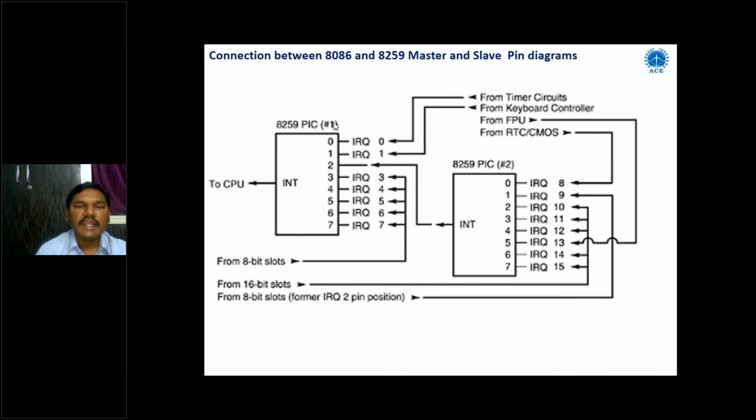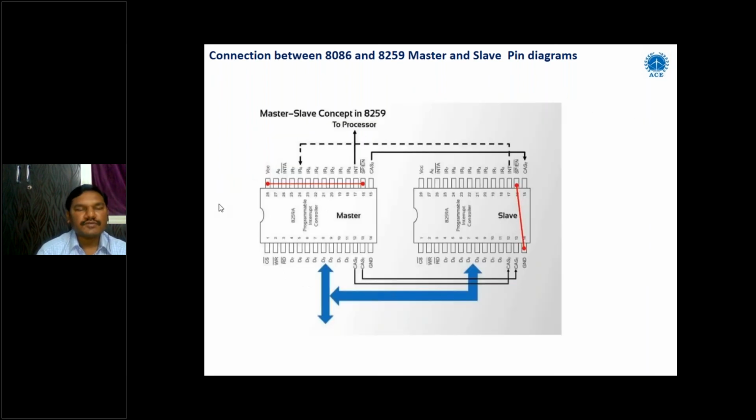High priority interrupts are connected directly to the 8259, from timers and from the keyboard controller. You can see here they are connected to IR0 and IR1, and the remaining IR3 to IR7 are coming from the slave, or second 8259, because one 8259 can serve only IR0 to IR7. For more than that, I have one more 8259 here. From this master to the CPU it is going, and this is the connection between the master and the slave 8259.